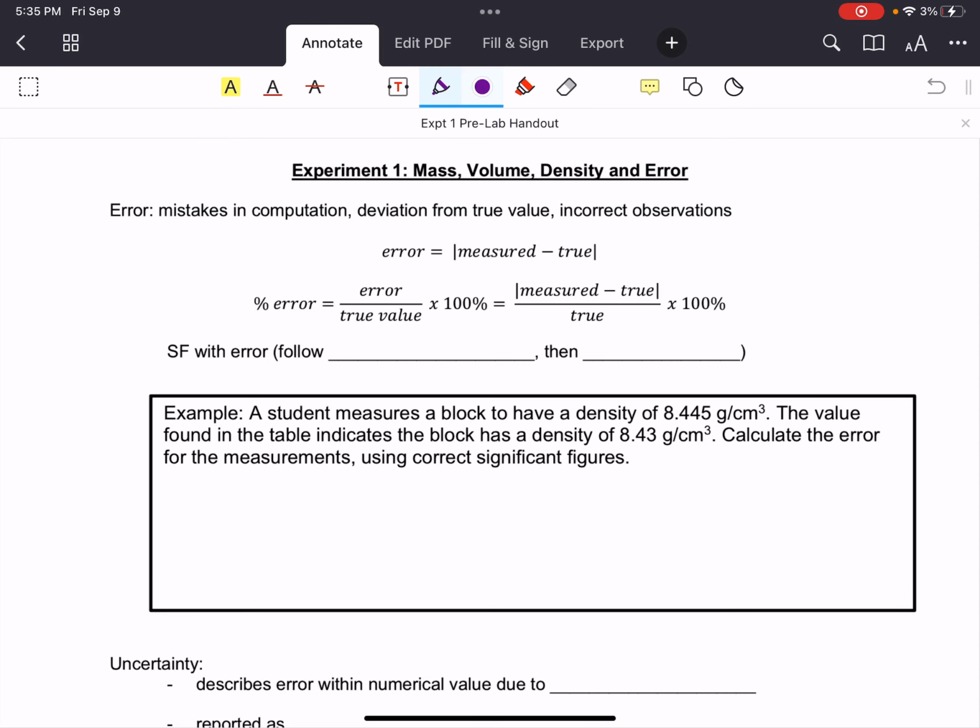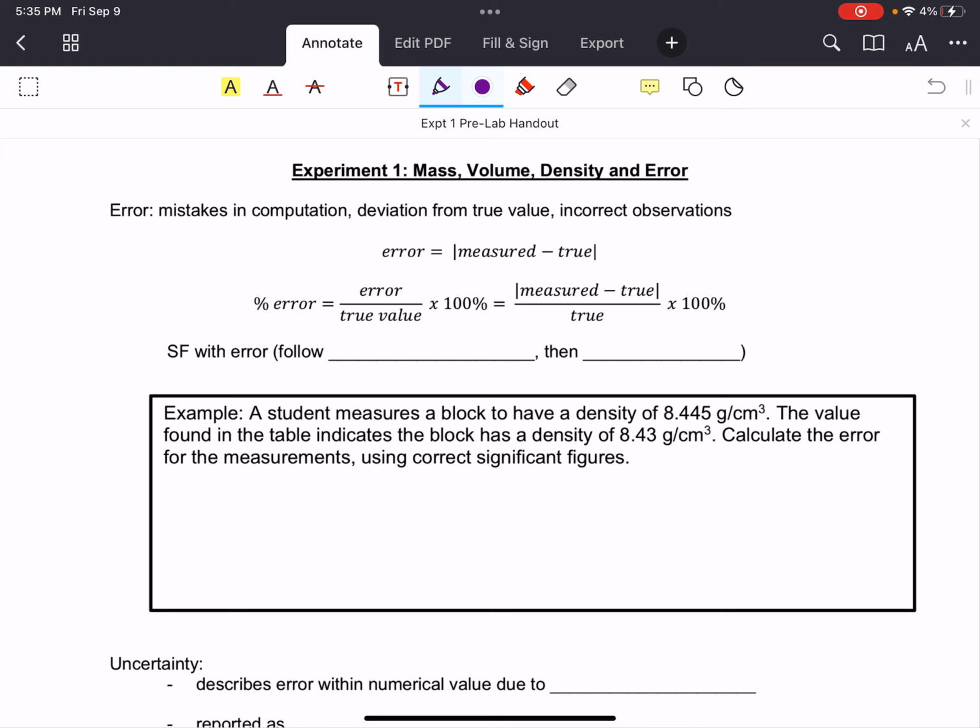In this video, we'll be talking to you about Experiment 1. In Experiment 1, you'll be measuring the mass and volume of several objects in order to determine their density and their identity. We're also going to be thinking about error and different sources of error from our measurement tools. Let's first talk about the error.